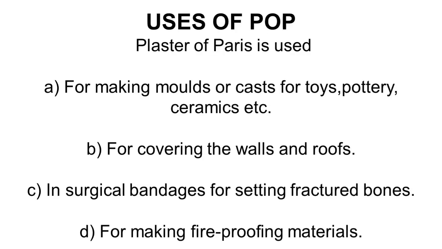Now coming to the uses of plaster of Paris. So plaster of Paris, as we know, is used for making molds or casts, for making toys, pottery, ceramics, etc. In all these things we use this POP. POP is also used for covering the walls and the roofs wherever the leakage has happened. The very important application of the POP is in the medicinal part, that is in surgery. When bones get fractured, they use these POP bandages, as you are already aware.